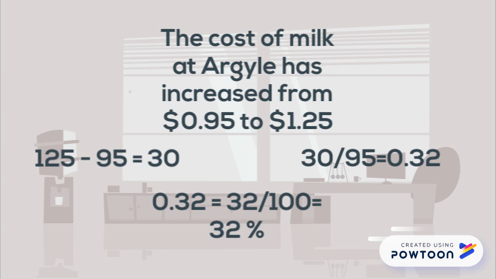So now that we have that 0.32 number, what we do to turn it into a percentage is we just multiply it by 100, which we've learned in previous lessons. So that becomes 32%. So if you increase the price of milk from 95 cents to $1.25, that is a 32% increase.